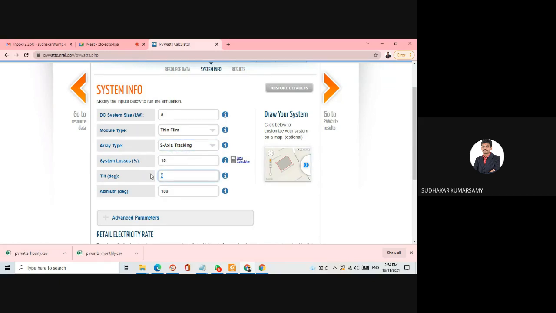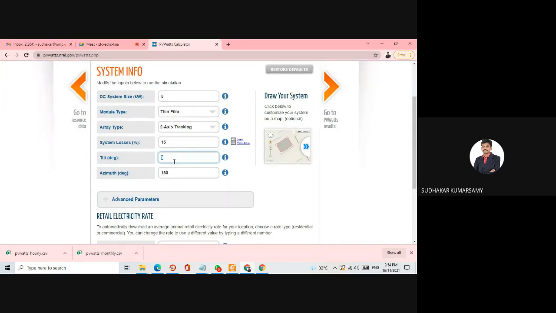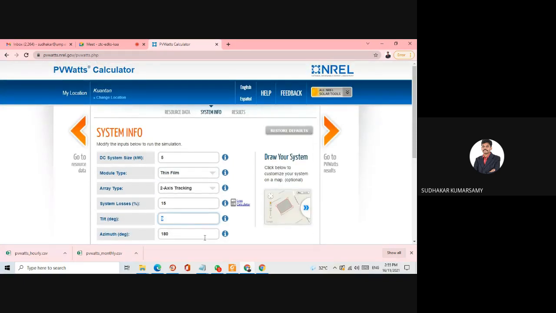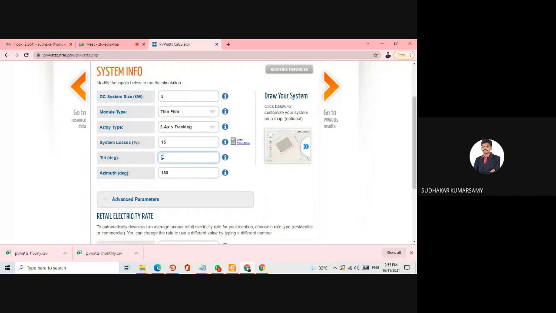And then we can also optimize the tilt angle of the system. So for tilt angle, you can put trial and error. Initially, we start with a small tilt angle and keep on increasing the tilt angle and find which particular tilt angle gives better results. So this exercise we can do by just varying the tilt angle. This we cannot vary because south facing 180 degree we need to keep.